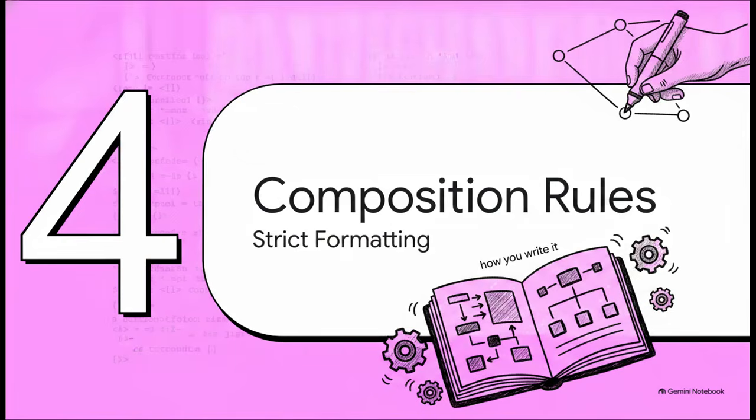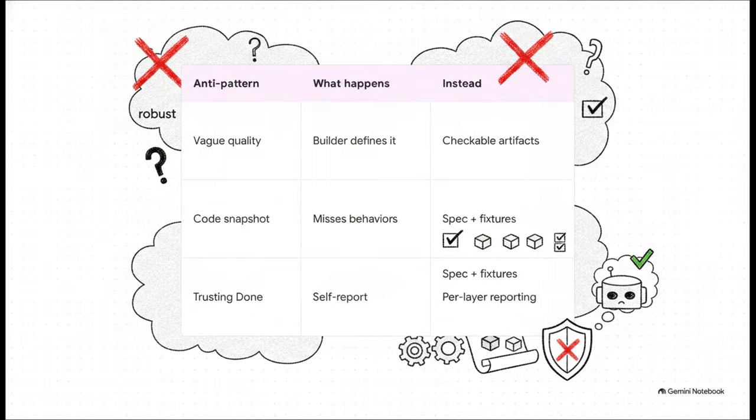Let's jump to Section 4, Composition Rules, Strict Formatting. Writing a super prompt isn't just about what you include, it's about how you write it. You have to brutally enforce anti-patterns. For instance, never ever use quality adjectives like robust, secure, or production-ready. Why? Well, because if you ask an AI to make something robust, it's going to grade its own homework incredibly generously and just tell you it succeeded.